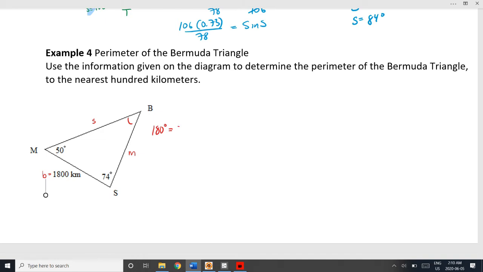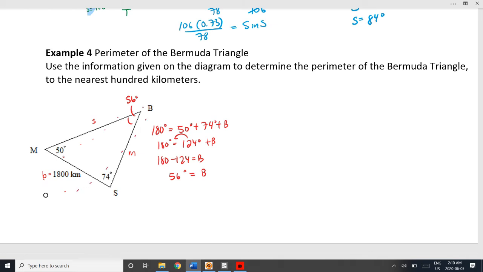Okay, so 180 is equal to 50 degrees plus 74 degrees plus angle B. 50 plus 74 is 124 degrees plus B is equal to 180. We're going to move this 124 to the other side. 180 minus 124 is equal to B. And 180 minus 124 is 56. So B is 56 degrees. So now that we know B, we have our key to solving this using the sine law.